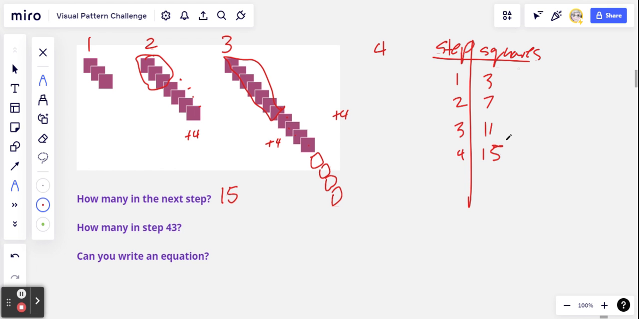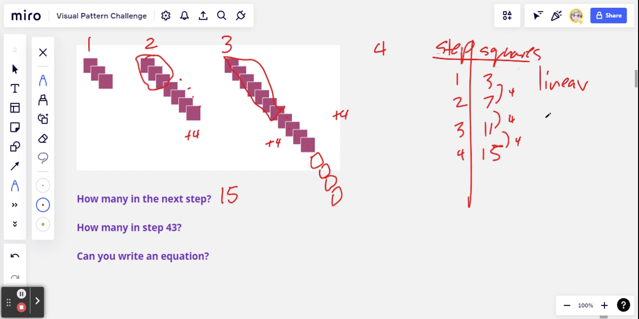To analyze the numbers in a pattern, we usually take the difference between each step. So 7 minus 3, that's 4. 11 minus 7 is 4. And 15 minus 11 is 4. This probably doesn't surprise you. We're adding 4 every time, so the difference between the steps is going to be 4 every time. When you have a constant difference between each step, that means the pattern is linear.